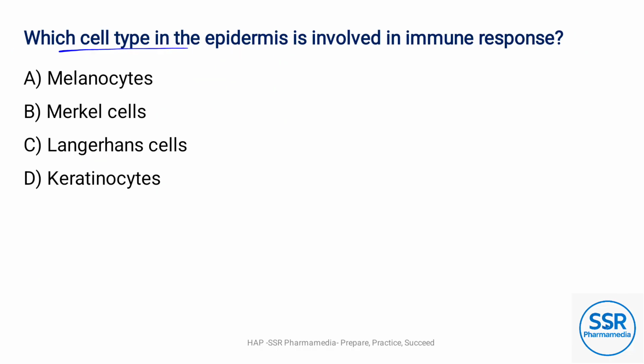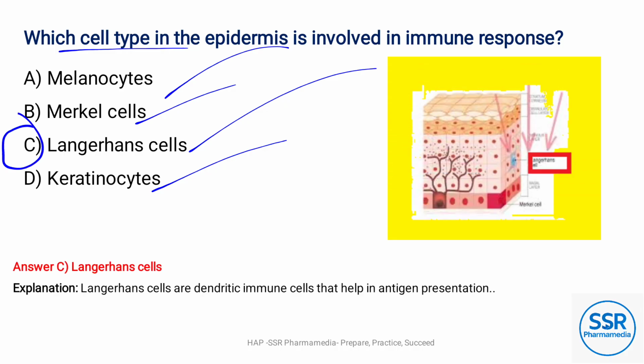Which cell type in the epidermis is involved in immune response? Option A, melanocytes. Option B, Merkel cells. Option C, Langerhans cells. Option D, keratinocytes. The answer is option C, Langerhans cells. Langerhans cells are dendritic immune cells that help in antigen presentation.